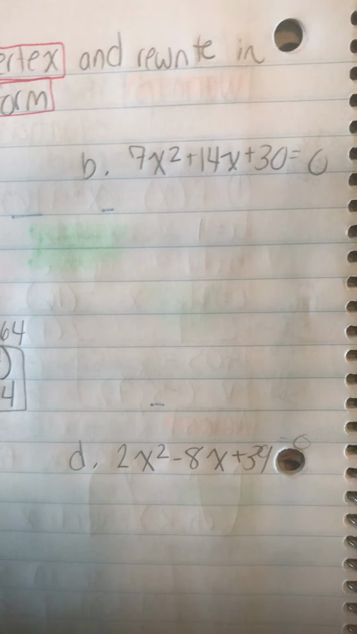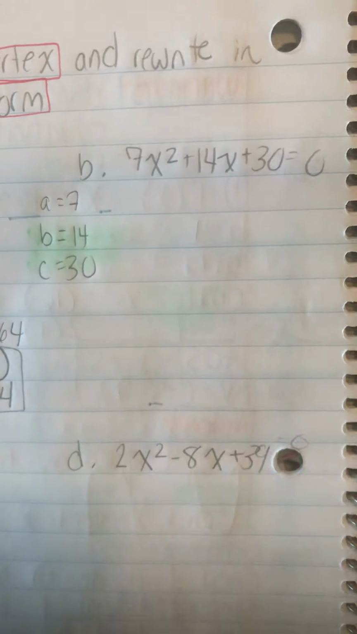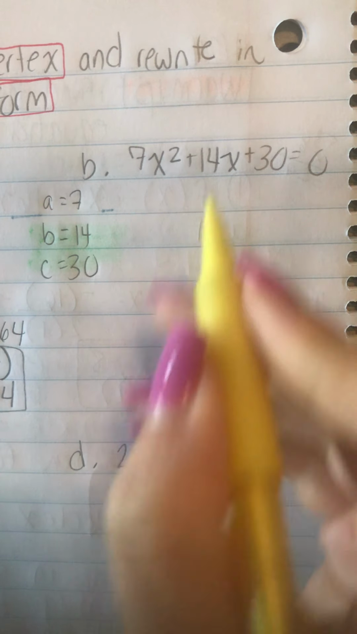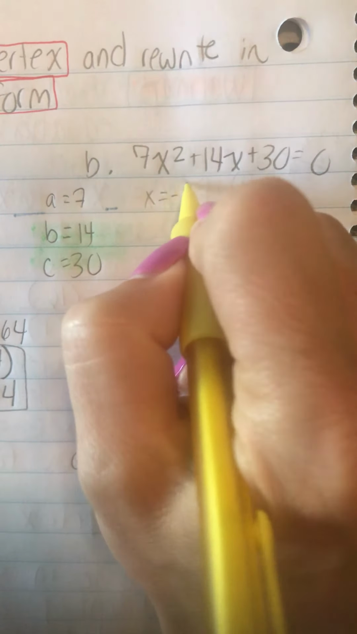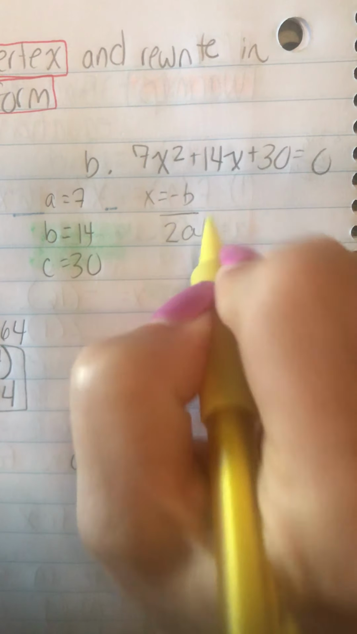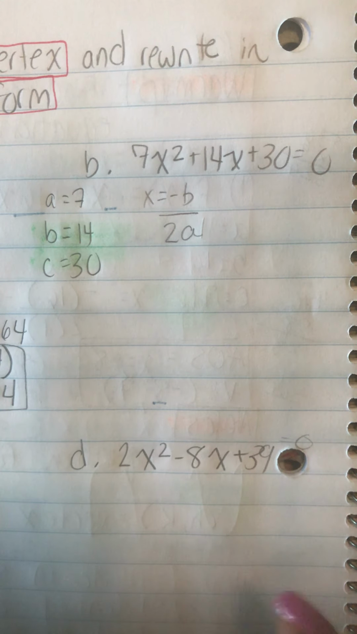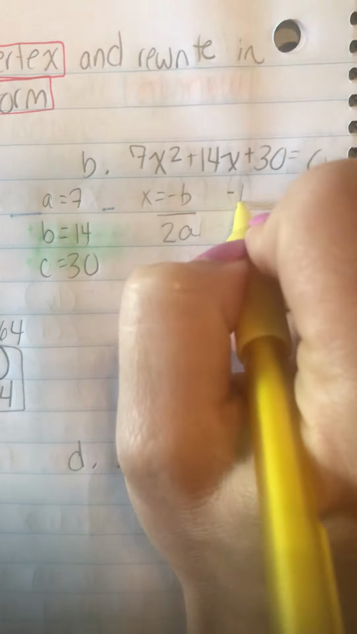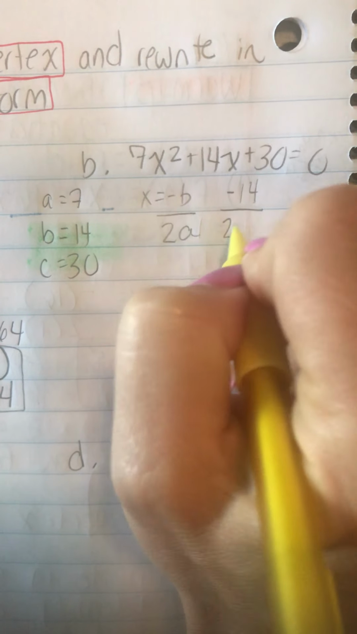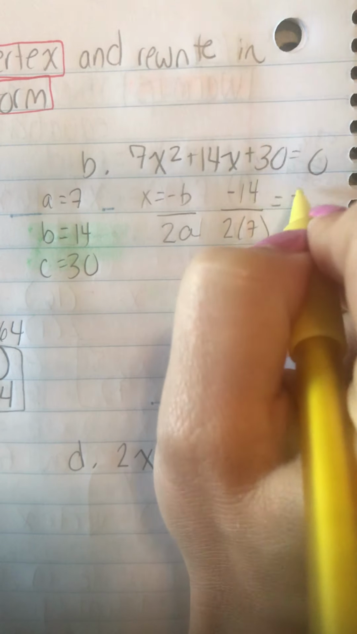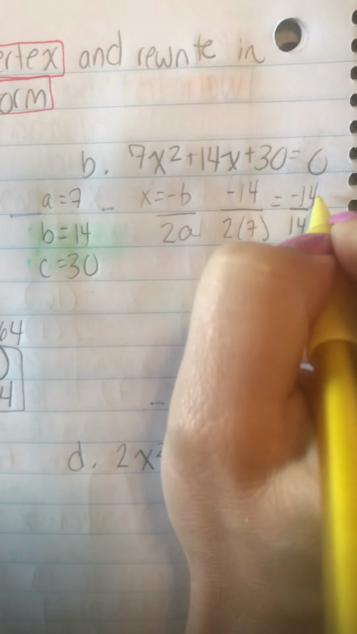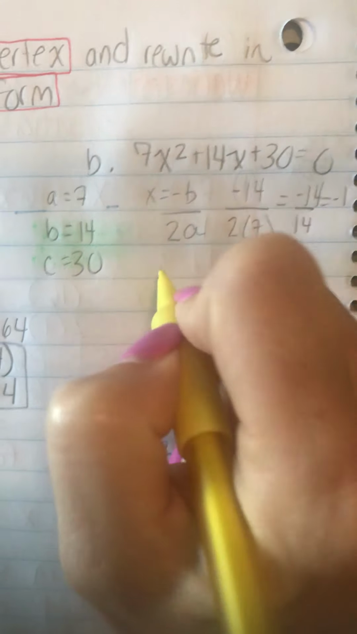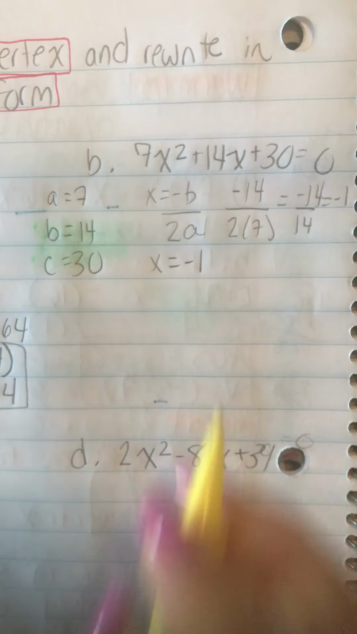Let's do B. A equals 7. B equals 14. C equals 30. X equals negative b over 2a. Yes, I know it's getting annoying that we're writing the formula, but make sure you do that because I'm going to check. Negative 14 all over 2 times 7, which is negative 14 over 14. Yay, this is small. X equals negative 1.